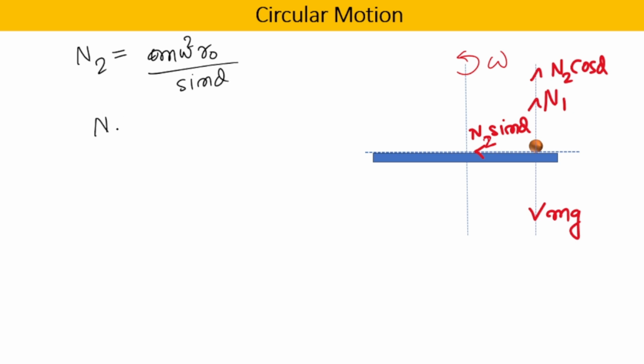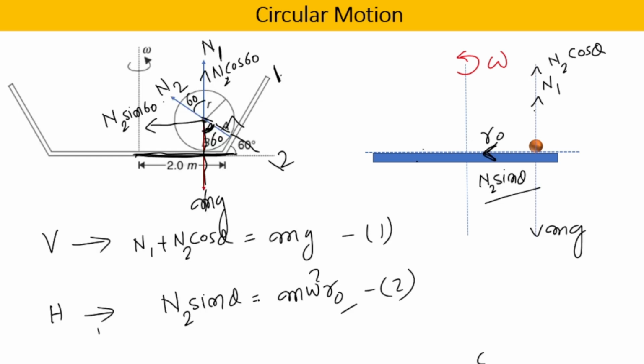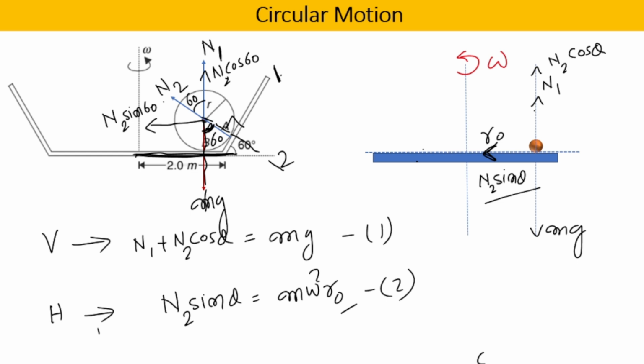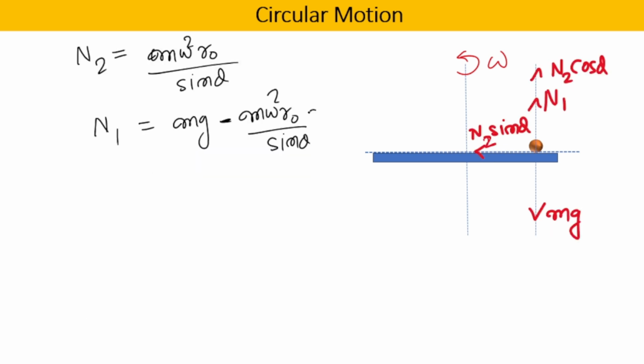And what is the value of n1? Look carefully, what is n1? mg minus n2 cos theta. So mg minus n2, where n2 is m omega square r naught by sin theta, times cos theta, right? So n2 is this, cos theta will be this, so this will become cot theta in short. Theta is 60 degrees, right?